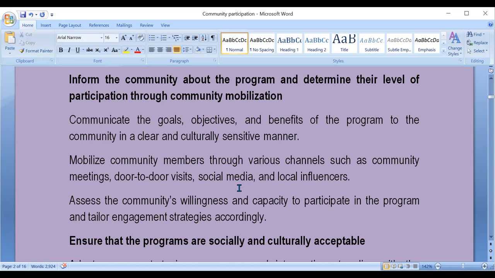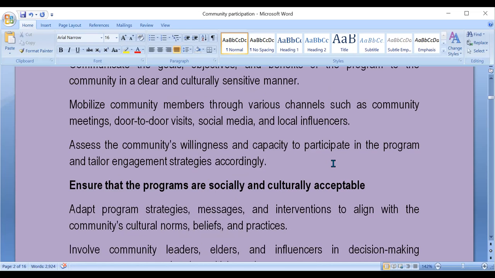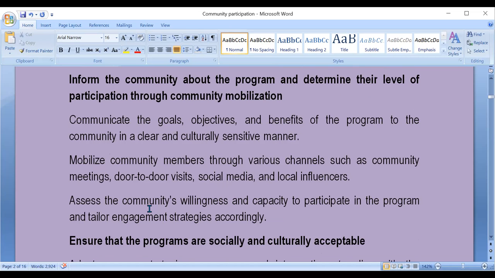The social media and local influencers. There are persons in the community that when they talk, the community will listen to them. You have to also engage these people, okay? Then you can also engage in door-to-door visits, explaining the essence of that program.